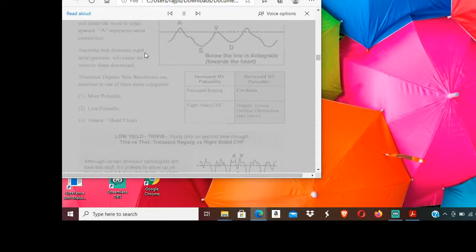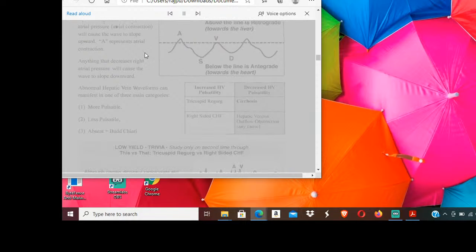Above the line is retrograde, away from the heart. Below the line is antegrade, towards the heart. Increased RV, decreased HV pulsatility: tricuspid regurg, cirrhosis. Right-sided CHF, hepatic venous outflow obstruction, any cause.